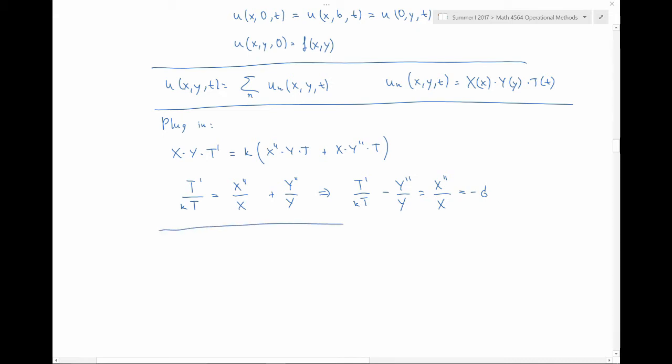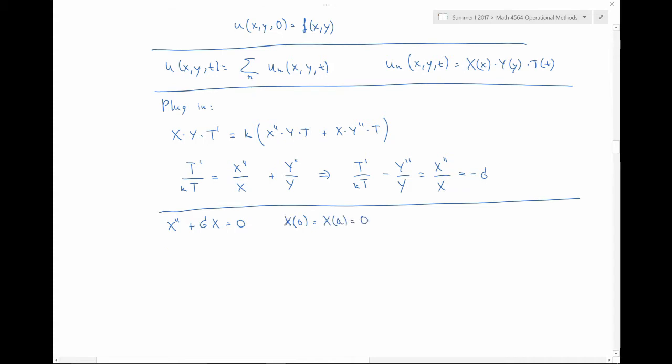This gives us the equation for x, that x double prime plus sigma x equals 0. And given that the boundary is always at 0 on all four sides of the rectangle, we're going to require that x of 0 should be the same as x of a, and that should be 0. We know that the only possible solutions that we can get from here are x of x equals sine of pi n x over a, and the constant sigma being pi n over a squared.